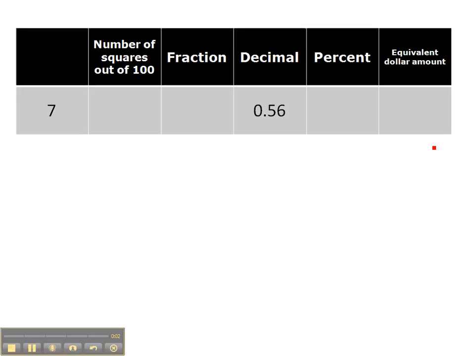Here's some help with tonight's homework. We were filling in the table, converting the given information into the other forms. As an example, number 7, we're given the decimal 56 hundredths, and so we need to convert it to fraction, percent, dollar amount, and number of squares out of 100 to fill in the table.